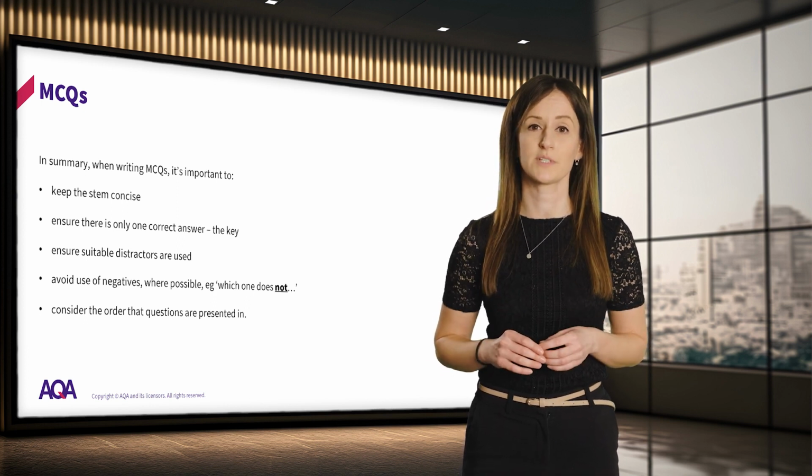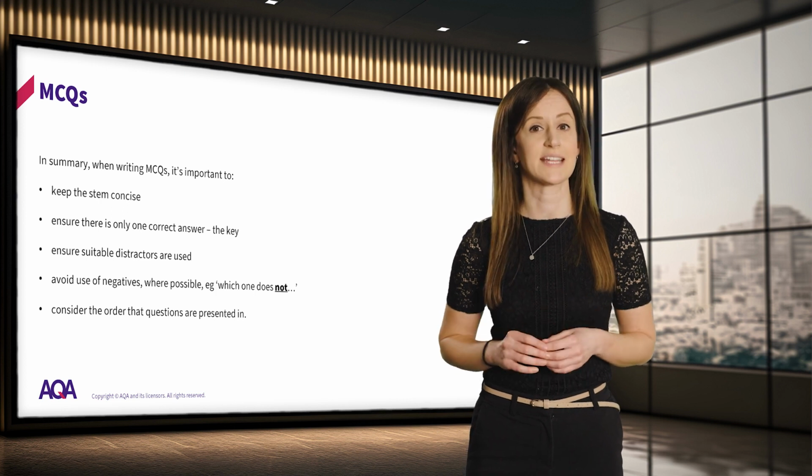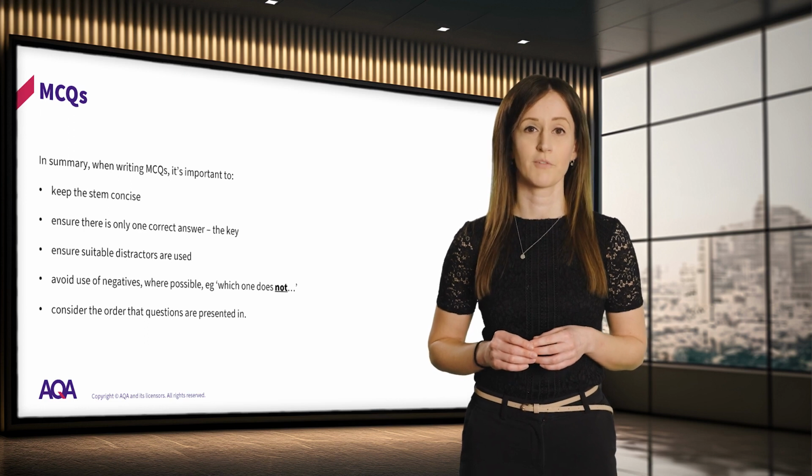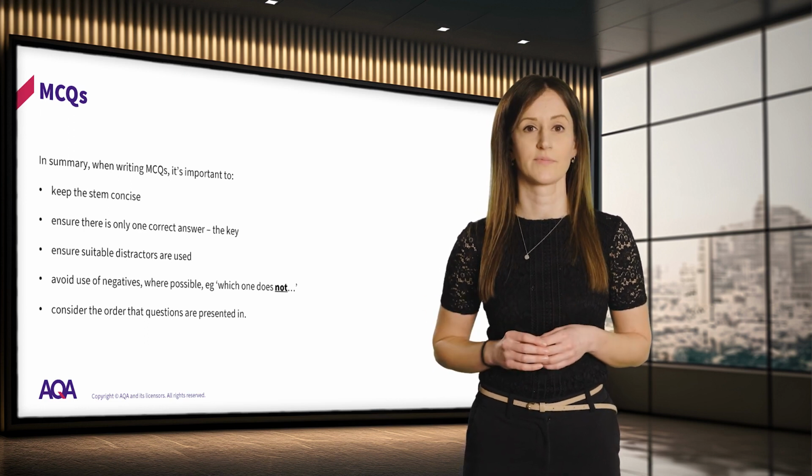Distractors should be plausible responses to the stem rather than standing out as being incorrect. This ensures that students must demonstrate knowledge and understanding to answer multiple choice questions correctly. Avoid use of negatives where possible. For example, which one does not? This is to reduce the risk of students misreading and misinterpreting a question.